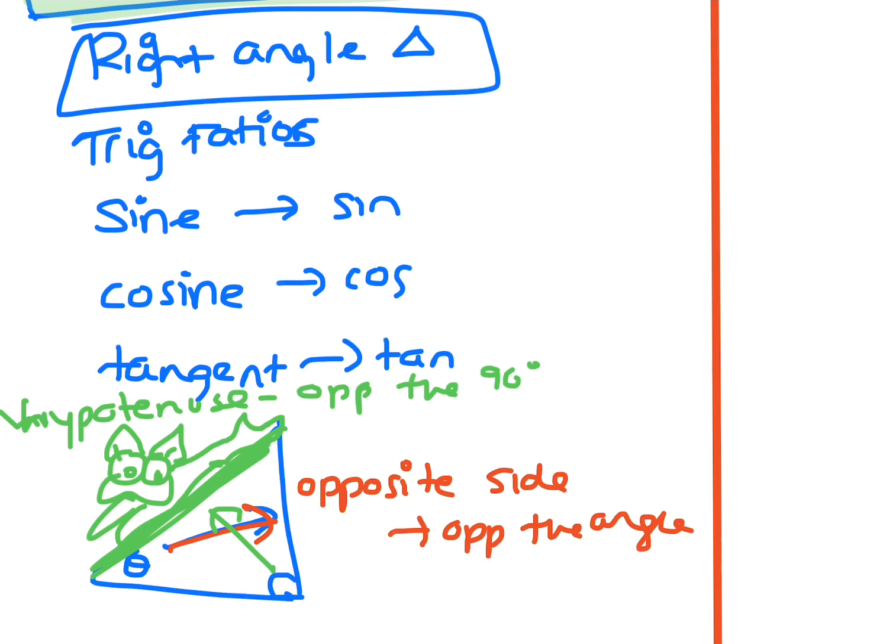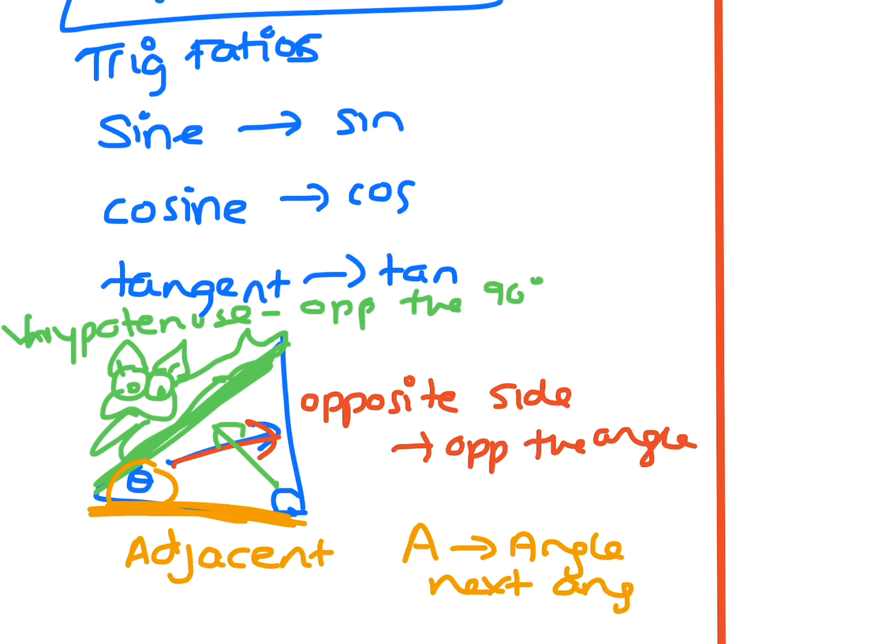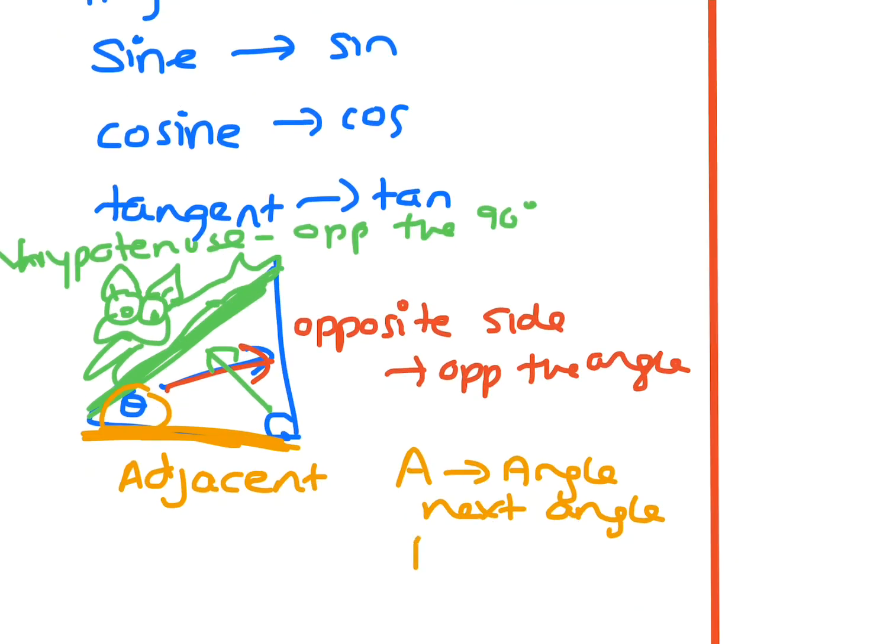All right, and then we have a third side there. The third side is this one here, and that one is the one that is next to the angle, and we call that one the adjacent side. So think of A for angel, and the angel is standing next to the angle to look after it.